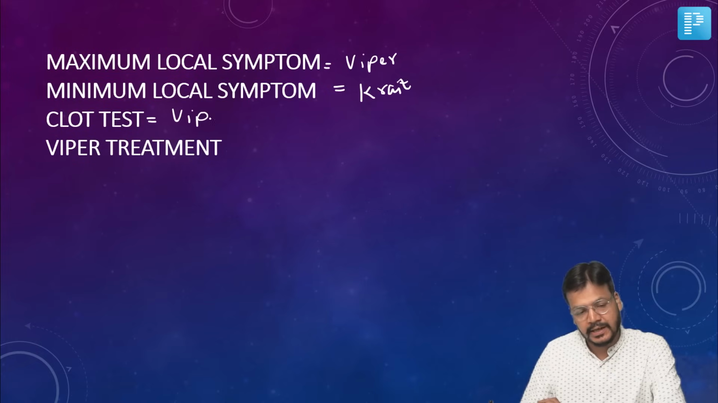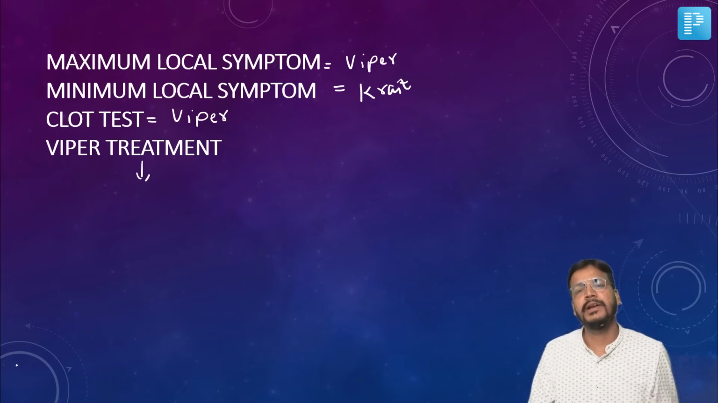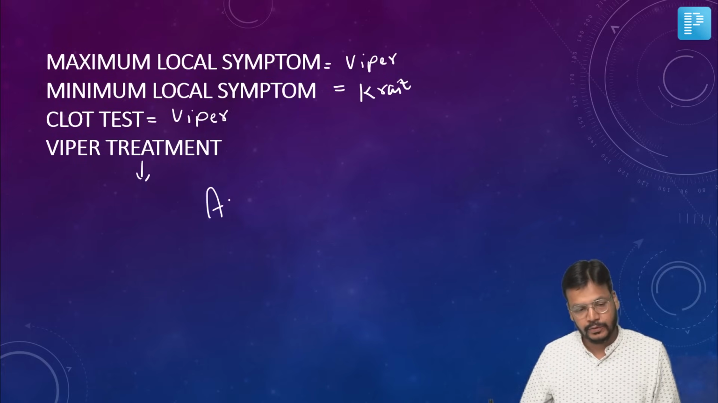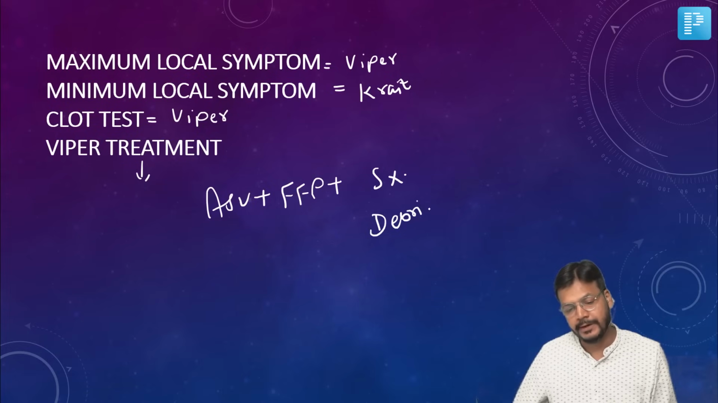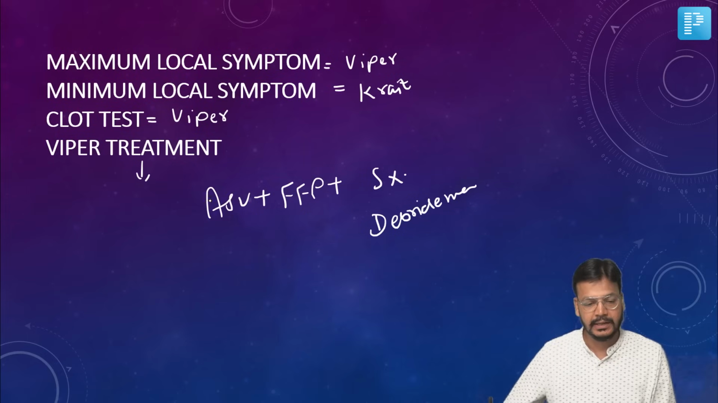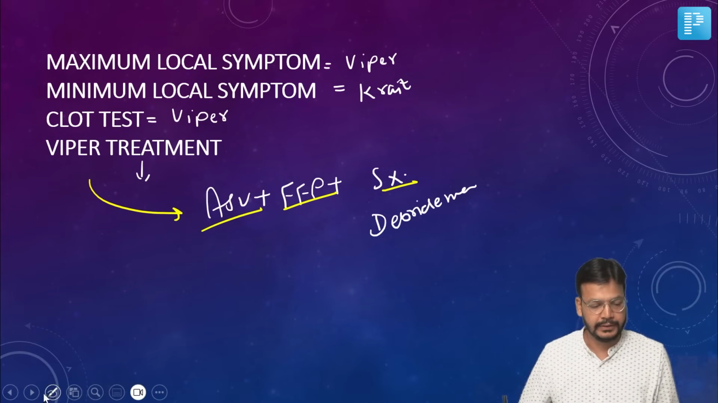Clot test is done in viper because it affects your bleeding. And viper treatment: when you have systemic bleeding and very profuse local bleeding, for viper treatment, we use anti-snake venom first, without any doubt. Second, for bleeding, fresh frozen plasma. And third, surgical debridement. So what is the combination here? Anti-snake venom, fresh frozen plasma, and surgical debridement. This is for viper.